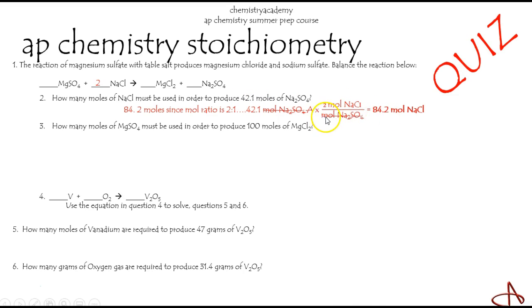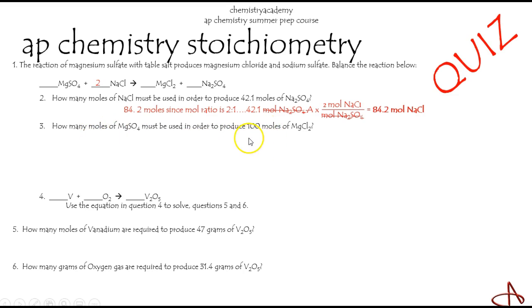In this case, for every one of these, you need two of those. A mole of sodium sulfate divided by a mole of sodium sulfate cancels entirely. The only unit left standing is the one you want, moles of sodium chloride. Question number three. How many moles of magnesium sulfate must be used in order to produce 100 moles of magnesium chloride? Recognize it's a one-stepper, a mole-to-mole conversion.